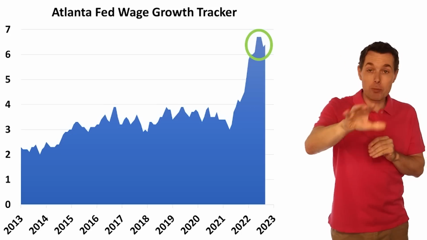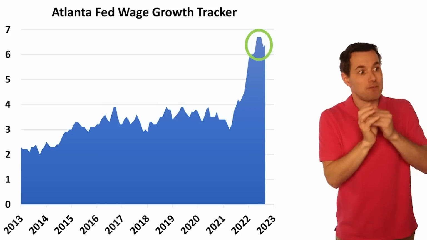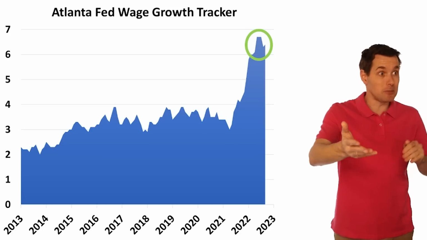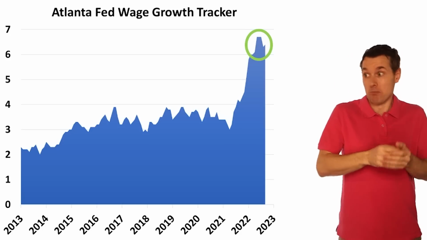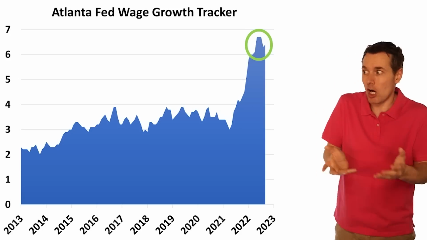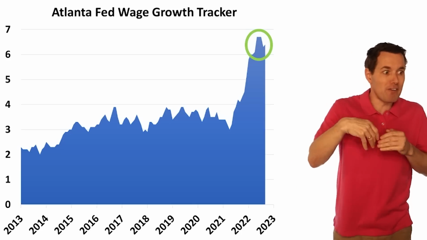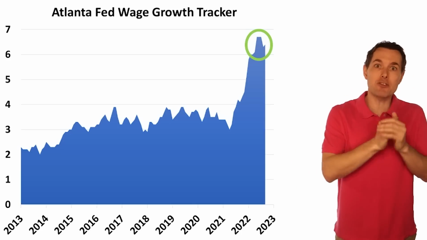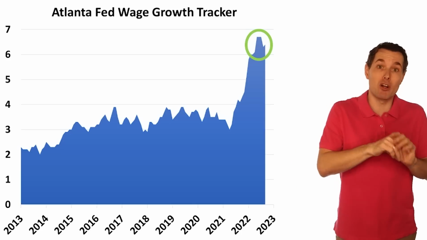Now, this could be a problem for the Federal Reserve because if wages stay high, oftentimes inflation will stay high because people have more money to spend. More money to spend will cause more inflation. So the Fed might have to continue to increase interest rates, which could be a problem for the overall economy.